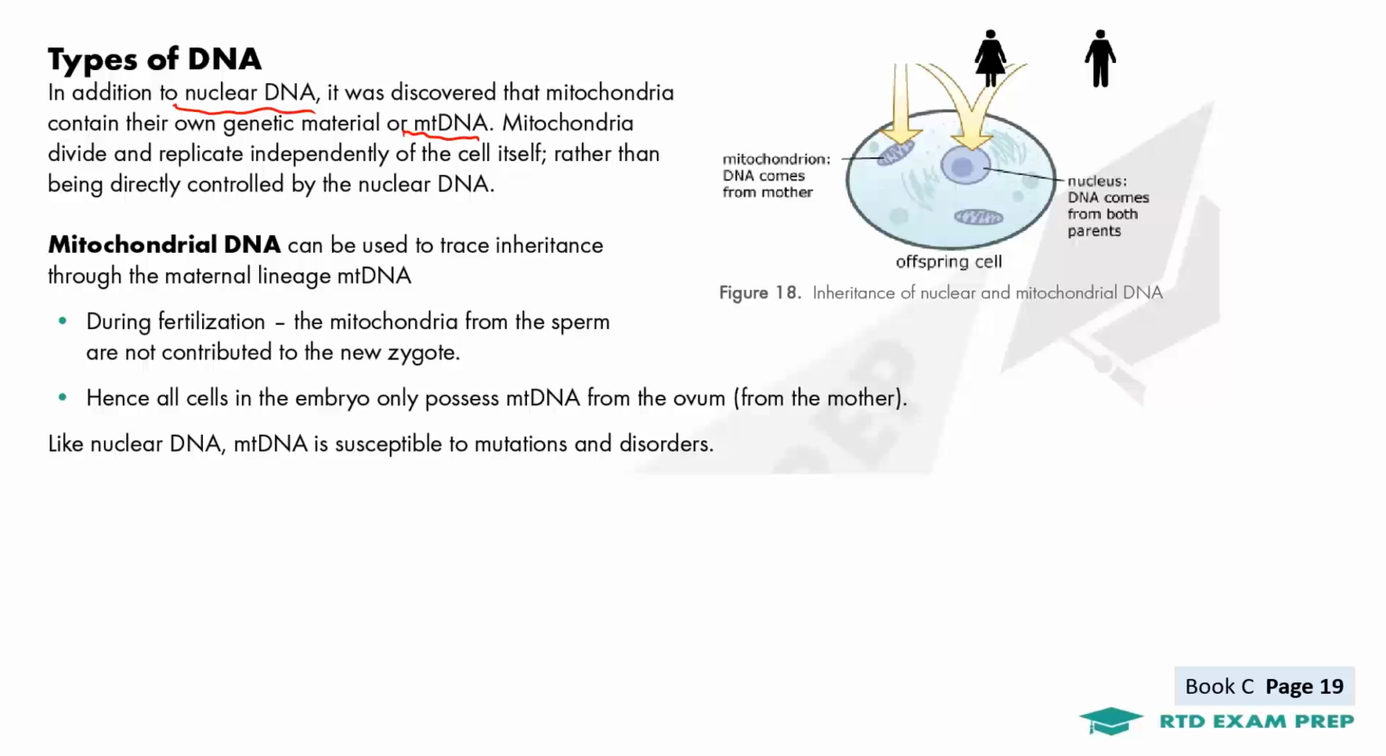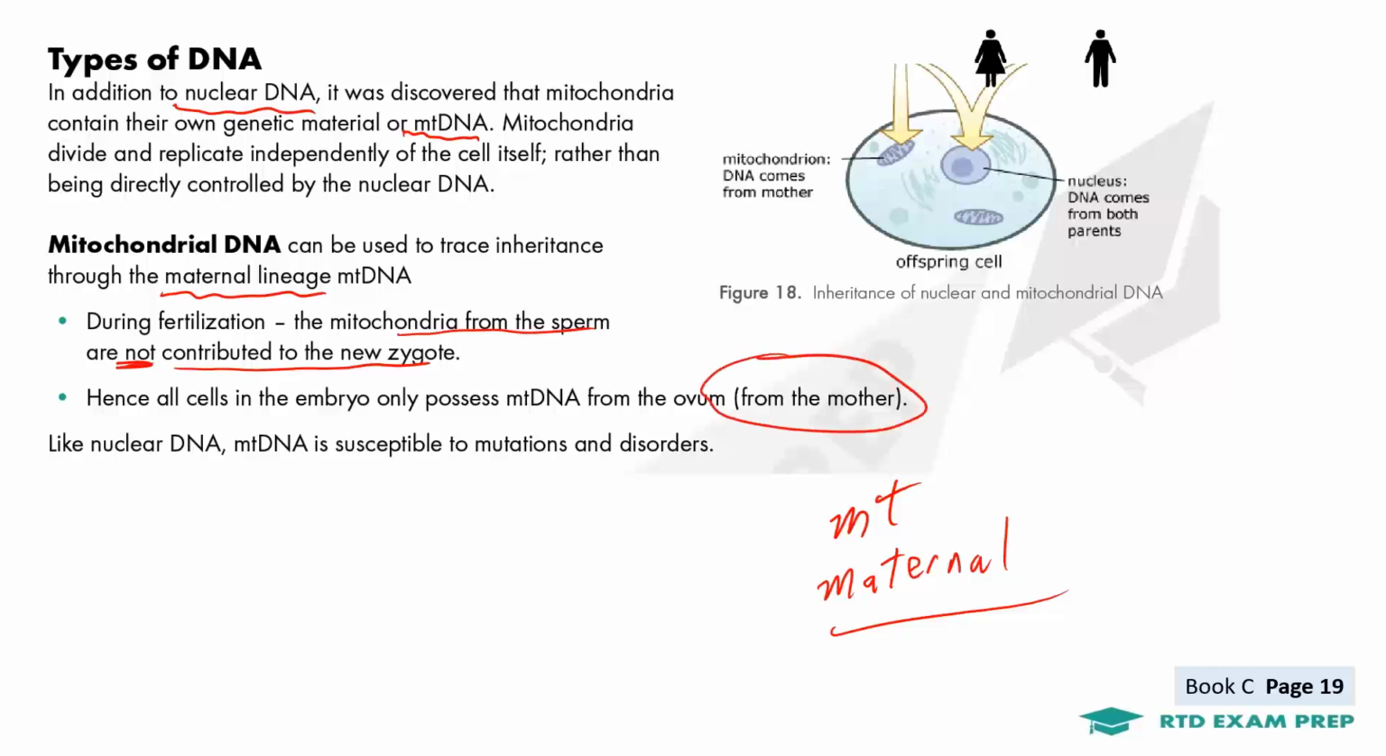Mitochondrial DNA can be used to trace inheritance through the maternal lineage. So I often tell my students, I know that stands for mitochondrial DNA. Why not call it maternal? Because we know that the unequal dividing of the cytoplasm in oogenesis and the organelles, it is the mom that is going to provide the mitochondria to her offspring. So that's a big one when we're tracing the lineage. Like it says, the mitochondria from the sperm are not contributed. Hence, everything comes from the mother, maternal mitochondria.